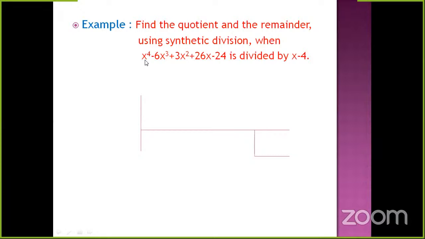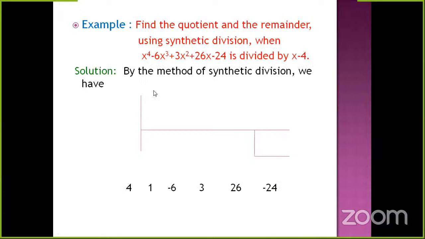So what is the coefficient of x power 4? 1. So write down 1 here, and next highest power x cube, its coefficient is minus 6. So I wrote minus 6 here, and next highest power x square, its coefficient is 3. Here I wrote 3, and in the same way 26 and minus 24. If any coefficient of the degree of x is not present, for example, the polynomial is not having x cube term, then we will write that coefficient as 0. So here we have the coefficient of every term. So I am writing all the coefficients first.